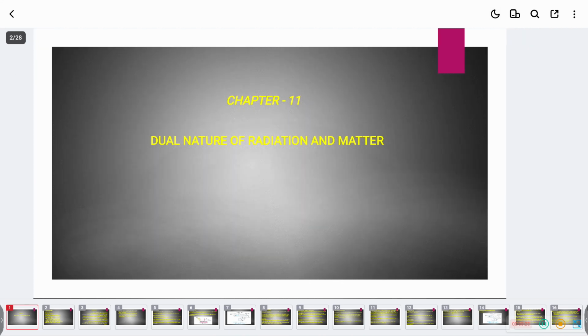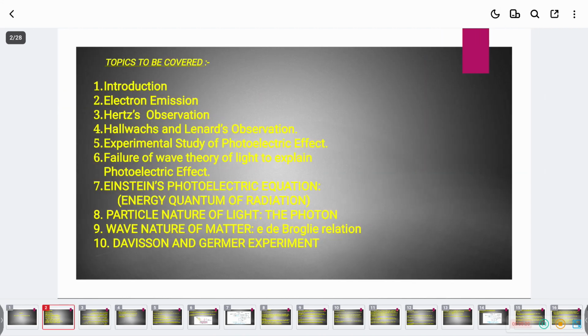Please come to the topics to be covered. Introduction, electron emission, Hertz's observation, Hallwachs' and Lenard's observation, experimental study of photoelectric effect, failure of wave theory of light. See, wave theory of light cannot explain the photoelectric effect. That is the reason we went to the particle character of light. Next, Einstein's photoelectric equation, particle nature of light, wave nature of matter. This one is de Broglie.